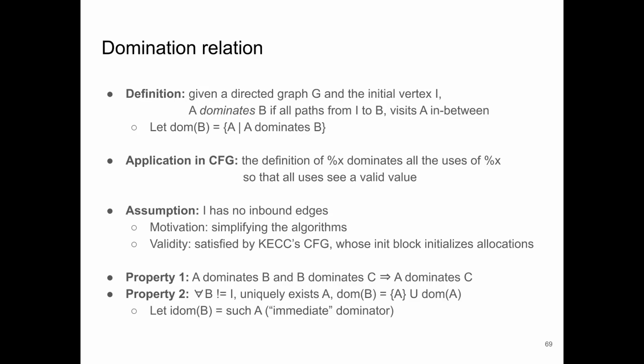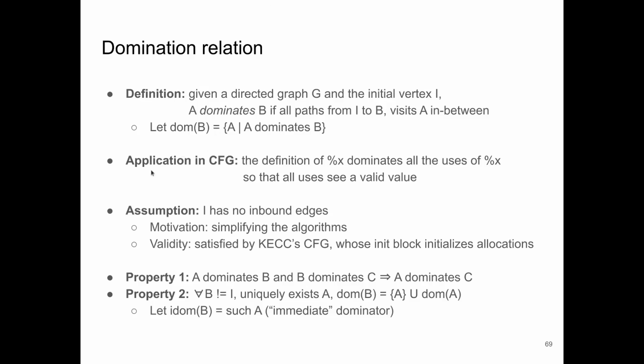In this graph with the initial vertex I, a vertex A dominates B if all paths from I to B visit A in between. So there is the initial vertex I, and there is B, and every path from I to B should visit A between I and B. If you can visit B without visiting A, then A does not dominate B. Otherwise, if all paths that visit B have already visited A in between, then A dominates B.